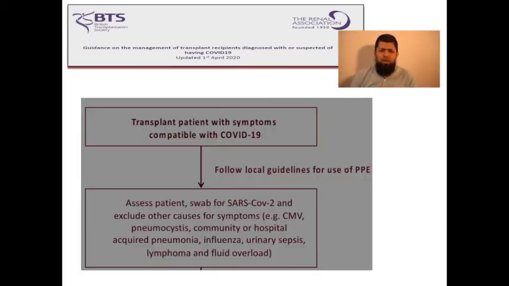What to do with those patients regarding the immune suppression? Regarding the diagnosis and the immune suppression, transplant patients with symptoms compatible with COVID-19 should be dealt with according to the local guidance for use of PPE, and we will assess the patient and swab for SARS-CoV-2. Also don't forget to exclude other causes of symptoms like CMV, pneumocystis, and community-acquired pneumonia.